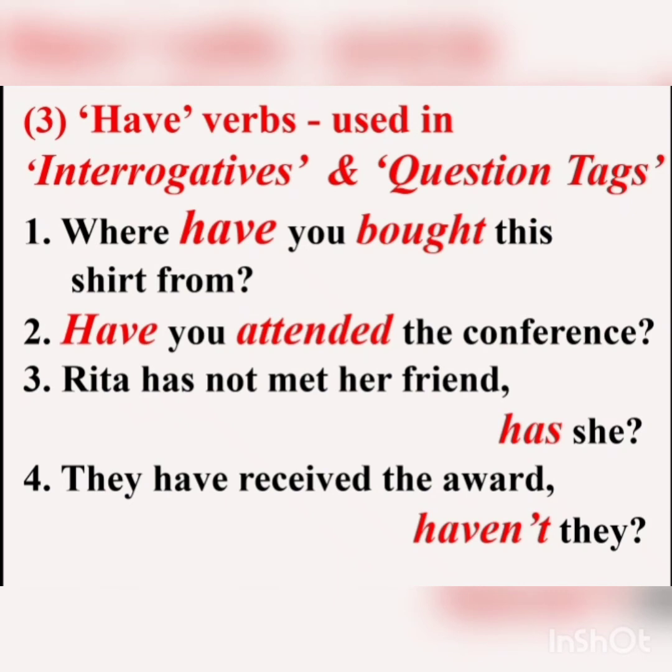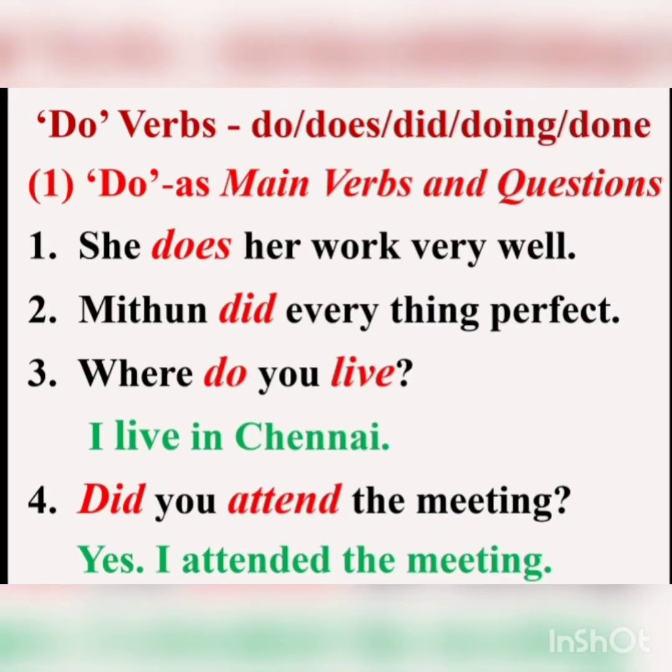Rita hasn't met her friend. Here the tag is has she? They have received the award. The statement is in positive, so the tag should be in negative. Haven't they? Now we shall move on to do verbs.